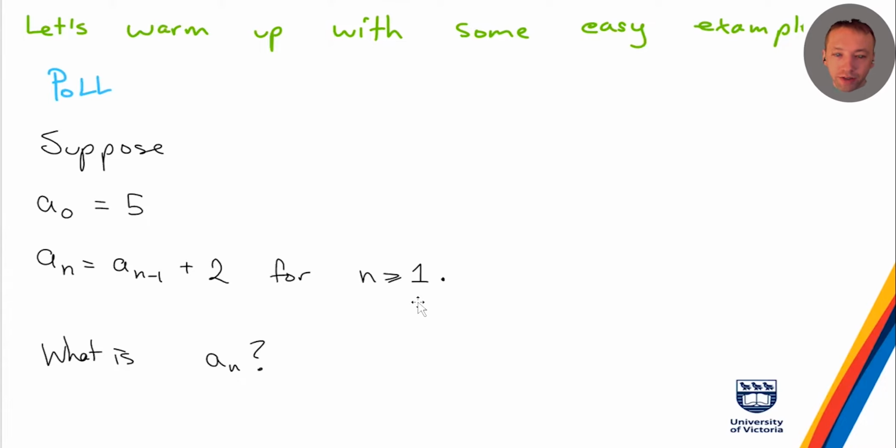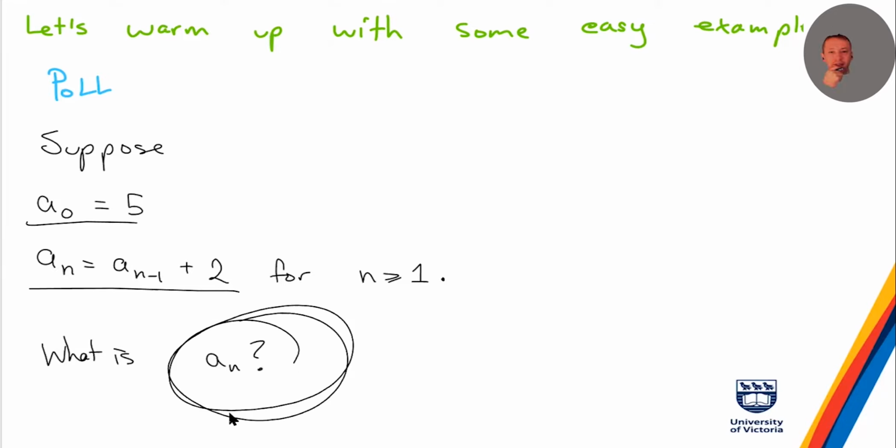So let's see how much you can already do without me teaching you how to solve these recurrences. What is the solution to the recurrence relation a_0 is 5 and a_n is equal to a_{n-1} plus 2 for n at least 1? Suppose a_0 is 5, a_n is a_{n-1} plus 2. What is a_n? Okay, we're getting a few answers coming in. I suggest thinking about what happens. I start with 5. What is a_1? It's 5 plus 2. What is a_2? It's 5 plus 2 plus 2.